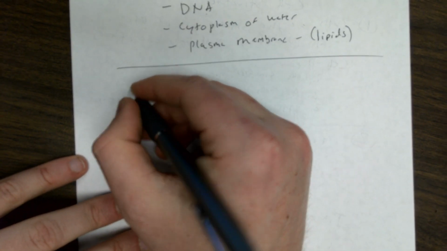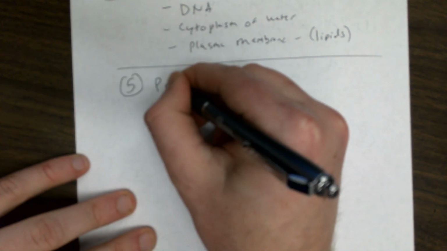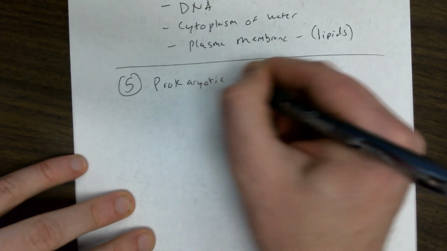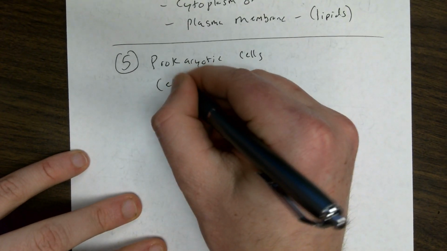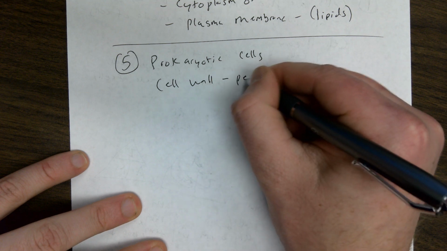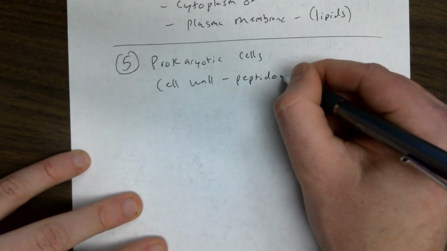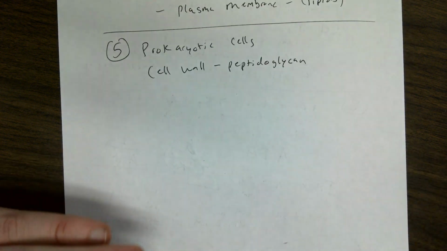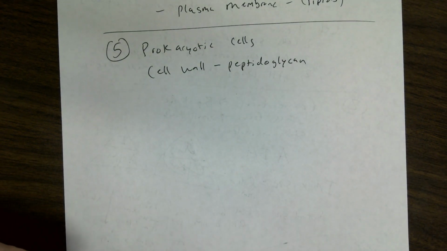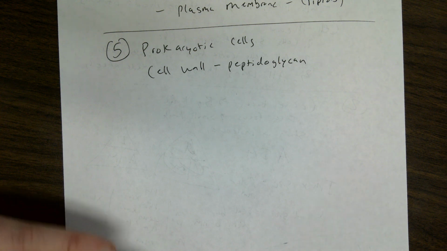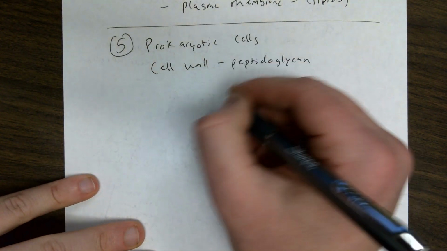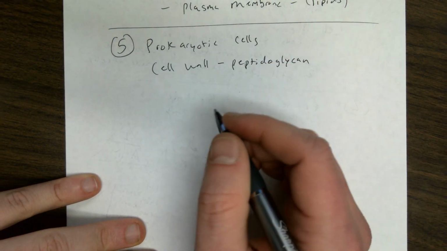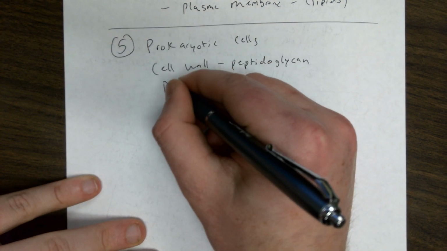Prokaryotic cells have a cell wall made out of peptidoglycan. Some of them have a thicker cell wall than others. Gram positive and gram negative refers to how thick that cell wall is, but they all have one. They have a plasma membrane, right? That was in the last one. I guess I'll write it anyway.